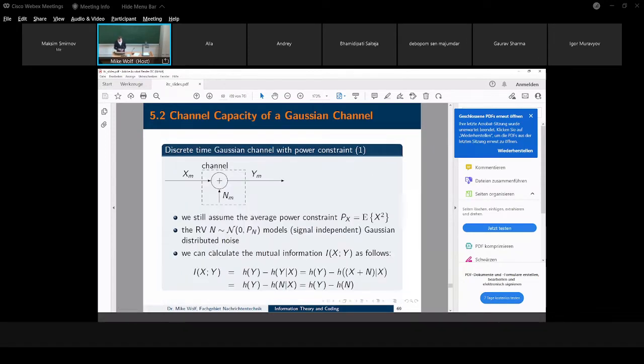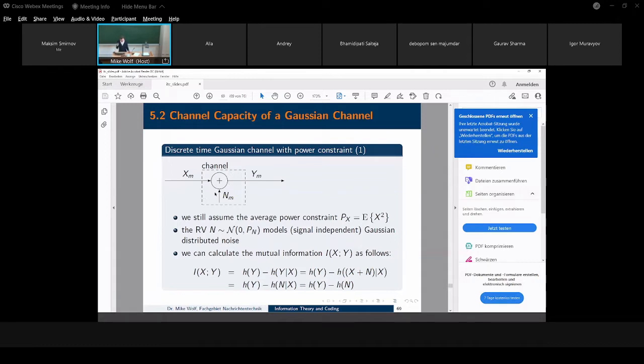So, and then we said, okay, we switch to this discrete time additive white Gaussian channel. I don't know why in this week there is this strong feedback in the sound, and in other weeks there's no feedback. I don't know.